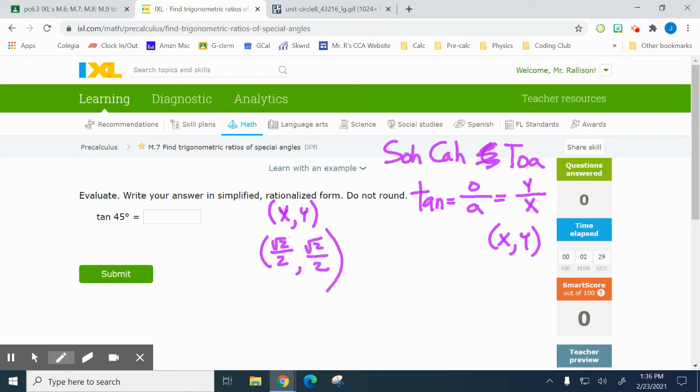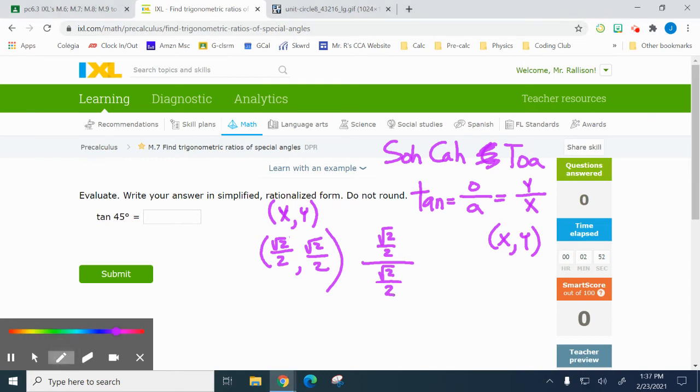Those are the coordinates. The tangent is the opposite over the adjacent. They're both exactly the same, right? So I'm going to write it out, but you probably already see where this is going. The opposite over the adjacent. And you can see you have the same on the top and the bottom, so that just equals 1.